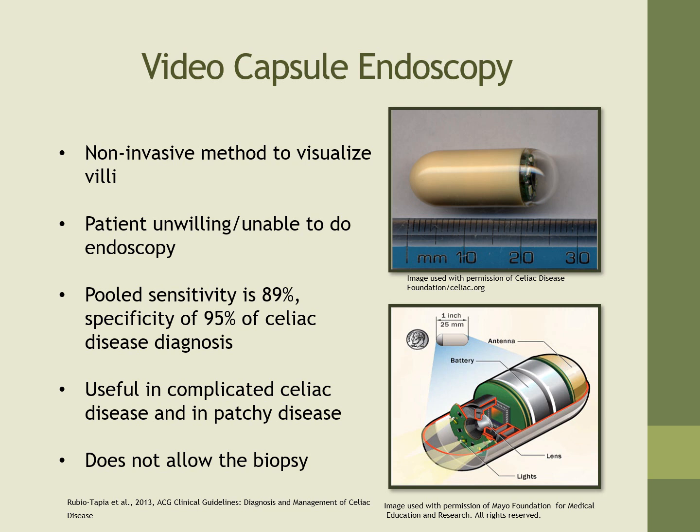It is useful in complicated celiac disease, and can detect stenosis, erosions, ulcers, and lymphoma. It can also be helpful in patients with patchy disease. The weakness of capsule endoscopy is that it can't get a biopsy.